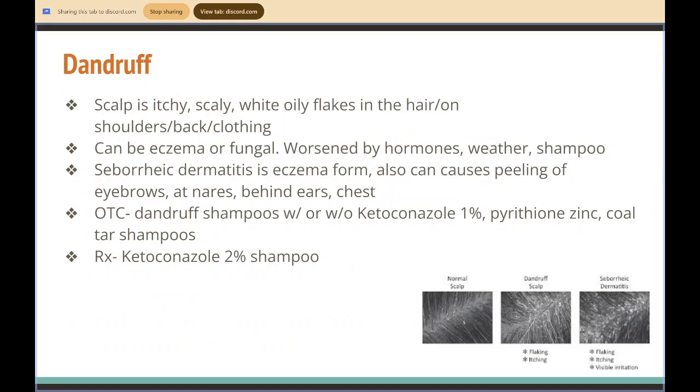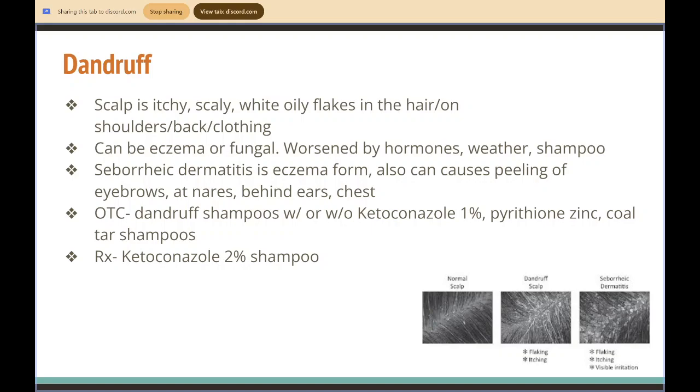The next topic we'll cover is dandruff, and this is where the scalp is itchy and scaly, there are white oily flakes in the hair, and also present on the shoulders, back, and clothing when people shake their hair or brush their hair. So, dandruff can be eczematic and it can also have a fungal cause. Dandruff can be worsened by hormones, weather, shampoo.